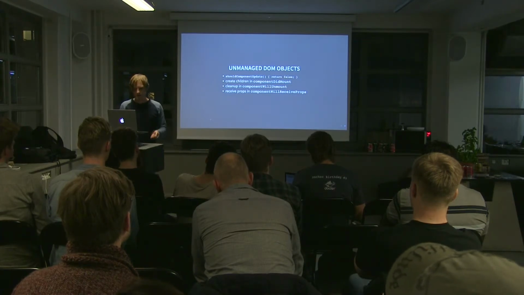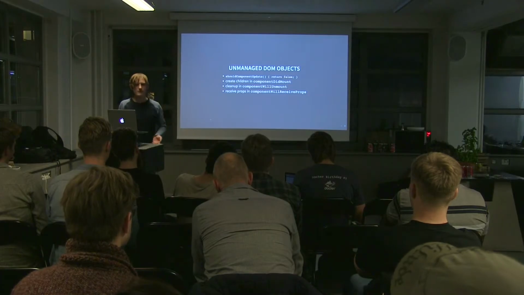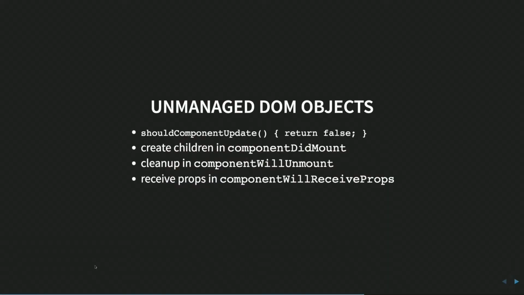Say this component should never update, never ever. Then React will always assume that the tree underneath that is correct. And you can then in componentDidMount just create some DOM elements that it doesn't know anything about. And if you clean them up again in componentWillUnmount, then React doesn't mind that you have your own DOM nodes inside.